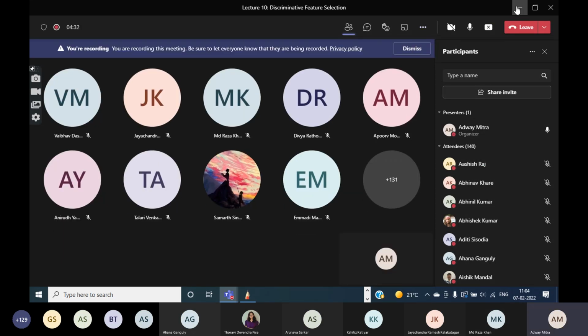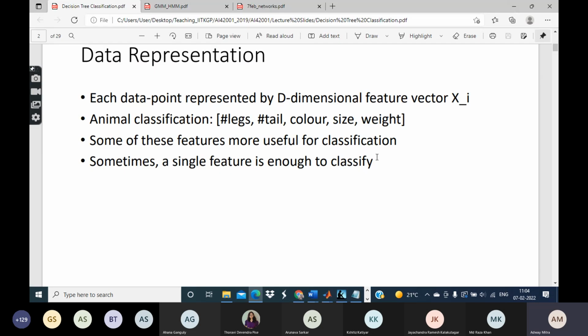Okay. So you would have known by now that whenever we are doing any kind of classification task, the first task is to represent whatever observation you have with the help of a feature vector, right? In general, a feature vector can be of any size, but let us say that we represent it by a d-dimensional vector.